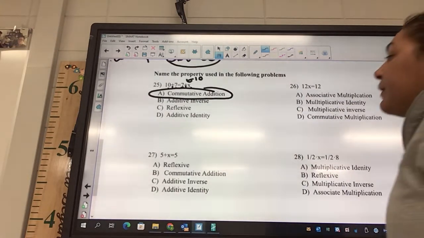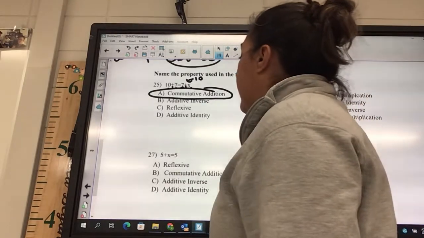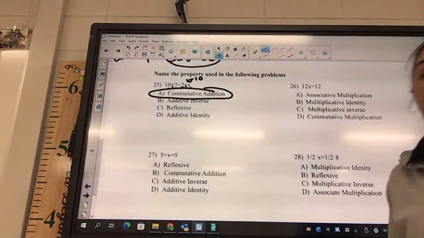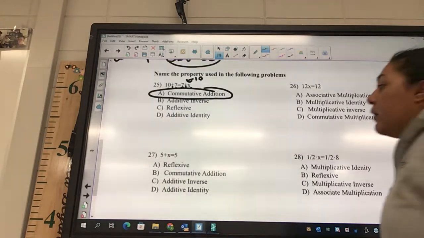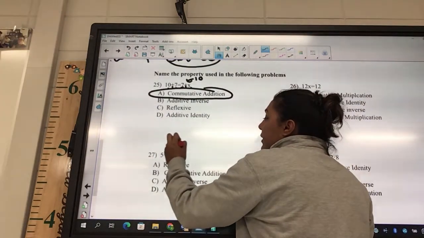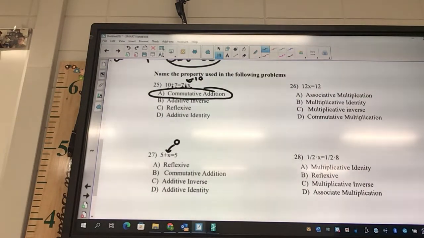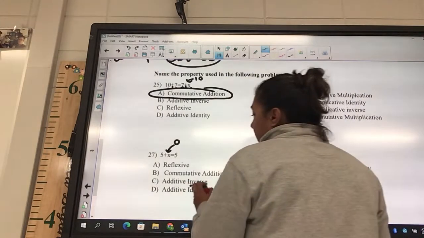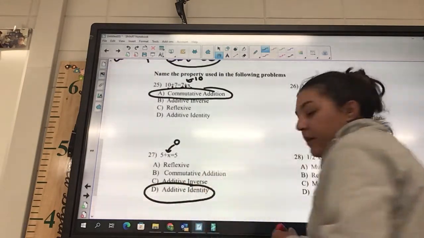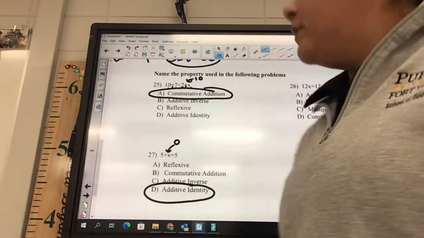Okay, 5 plus x equals 5. Okay, what would x have to be in order for that to be true? Okay, well, x has got to be 0. Okay, so you should be able to look and see what that property is, and I'm going to go with additive identity. I feel like it's that one. I don't have my sheet, so I'm guessing.